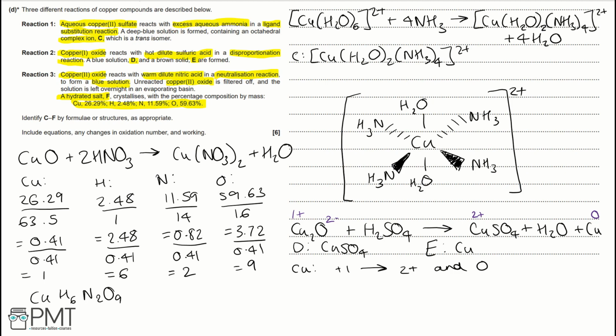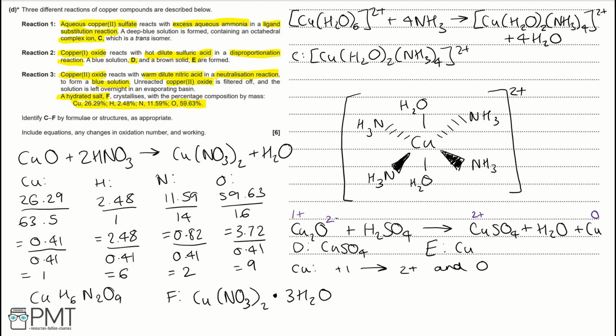CuH6N2O9, and it's a hydrated salt, so we're going to have Cu(NO3)2, because that's what's produced in equation 3, and then the hydrated would mean 3 H2O for F, or hydrated salt F.